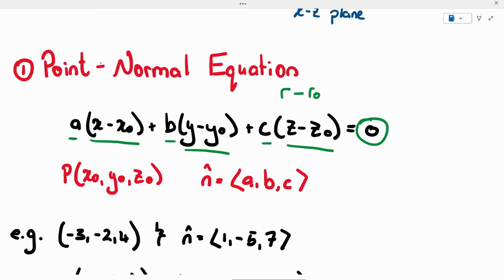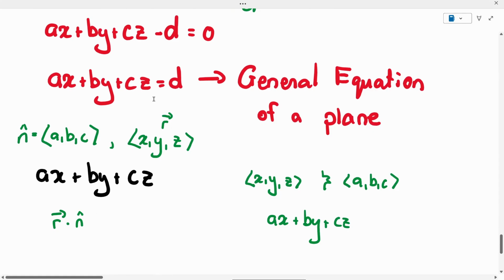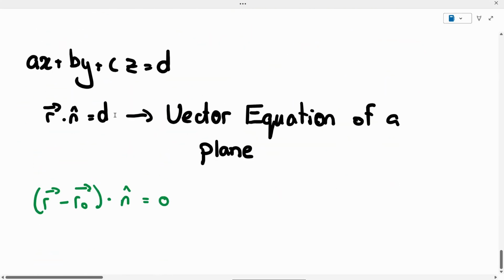So if we take it from the point normal equation, then we're going to end up with R minus R0 dot N is equal to 0. If we take it from the general equation, then we'll have R dot N is D. And so they actually mean the same thing. It's just whichever form you might prefer to express it in, or whichever form you might see it in a question.